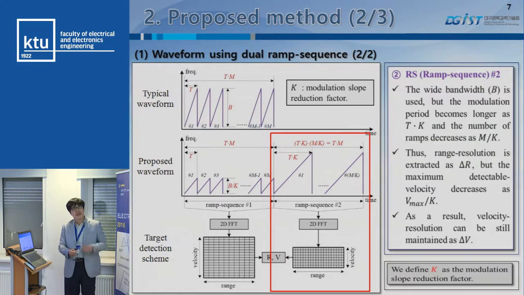In the second ramp sequence, wide bandwidth is used, but the modulation period becomes longer compared to the typical method, and the number of ramps decreases to M over K. So range resolution is obtained as delta R, and the maximum detectable velocity increases as K times Vmax. As a result, velocity resolution can still be maintained as delta V.